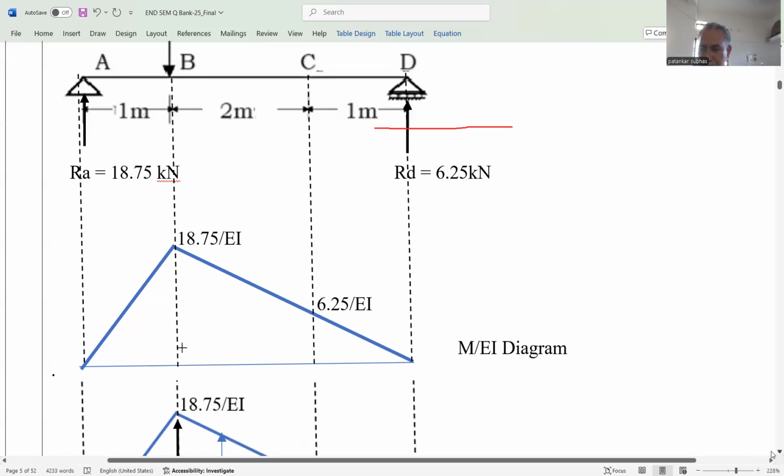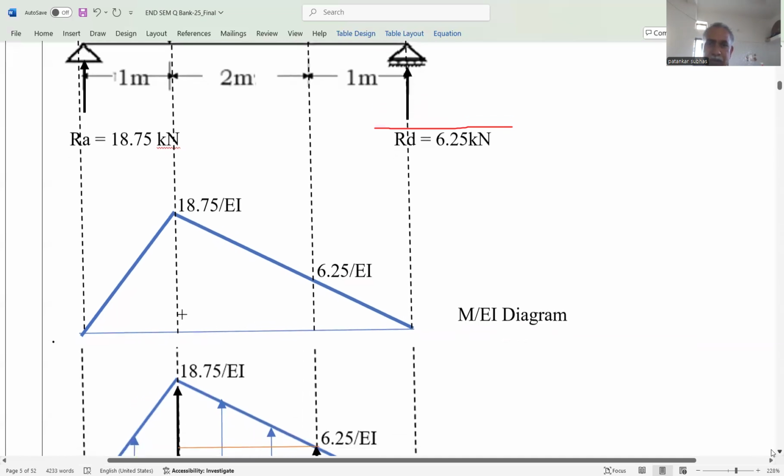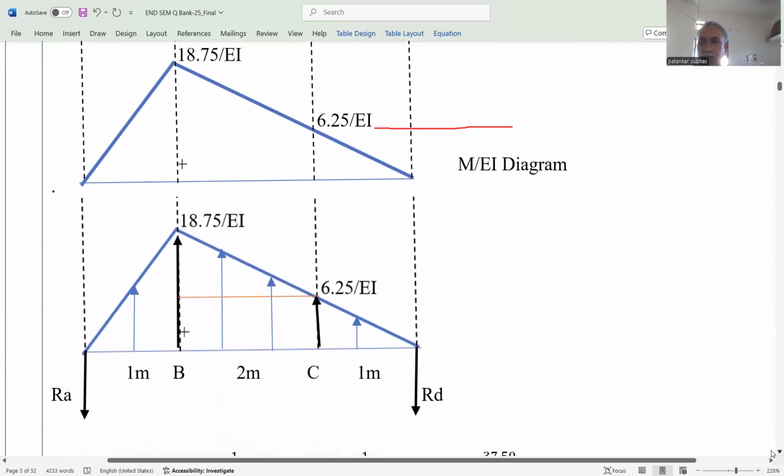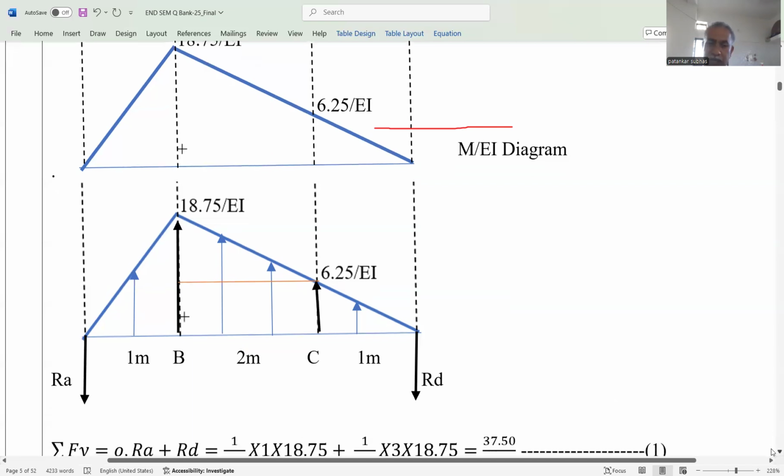Now convert this beam into the conjugate beam. Here the hinge is there at support A, and at support B a roller is there. Again, the supports are the same. So the conjugate beam is a fictitious or dummy beam in which the reactions are the same but in the opposite direction, and this M by EI diagram we put as a loading diagram for the beam AB. So this is the conjugate beam subjected to the bending moment or M by EI diagram.